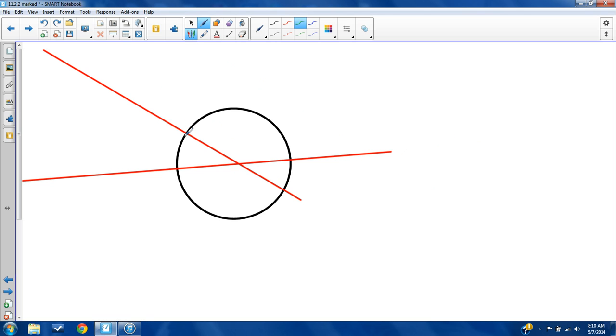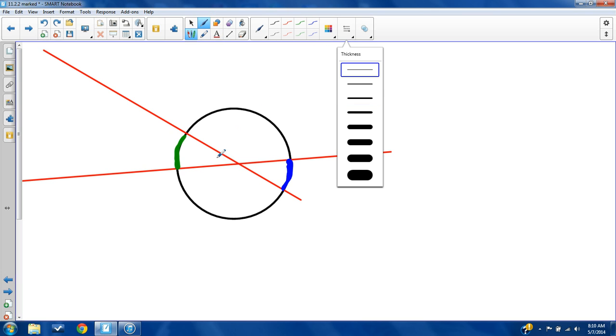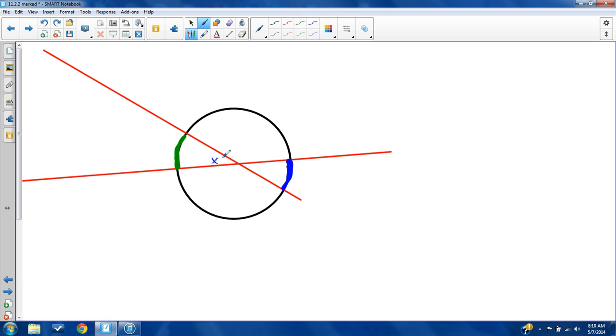Here's an intercepted arc right here. The measure of this intercepted arc and this intercepted arc right here, I'm not sure what they are, but let's say that we have some measures here. And then I have an unknown angle right here. Let's call it x. I want to find what x is equal to. Let's call these y degrees and z degrees. This is x degrees, by the way.